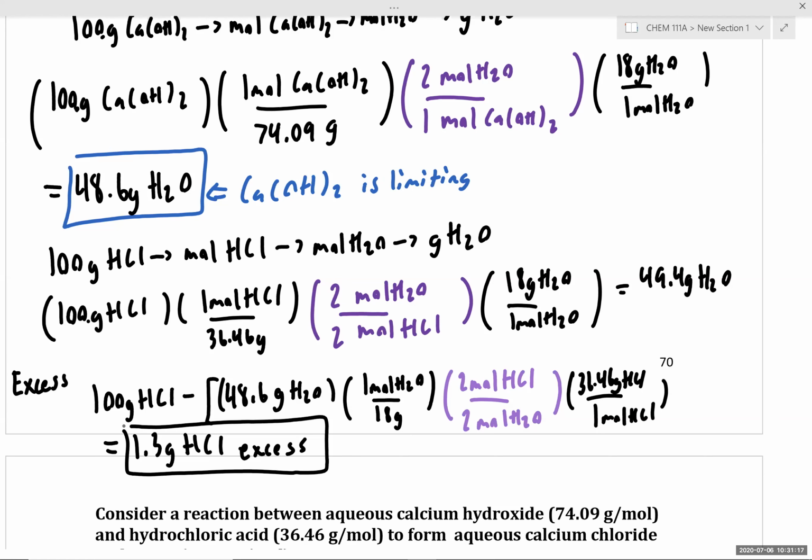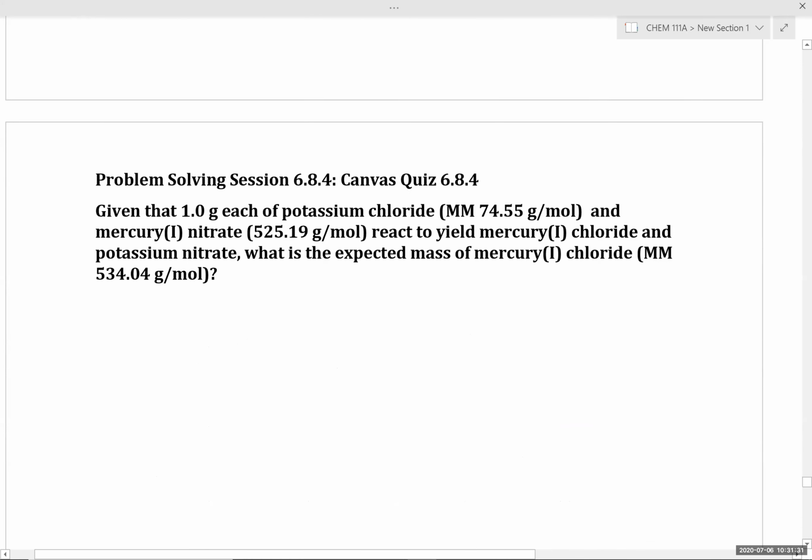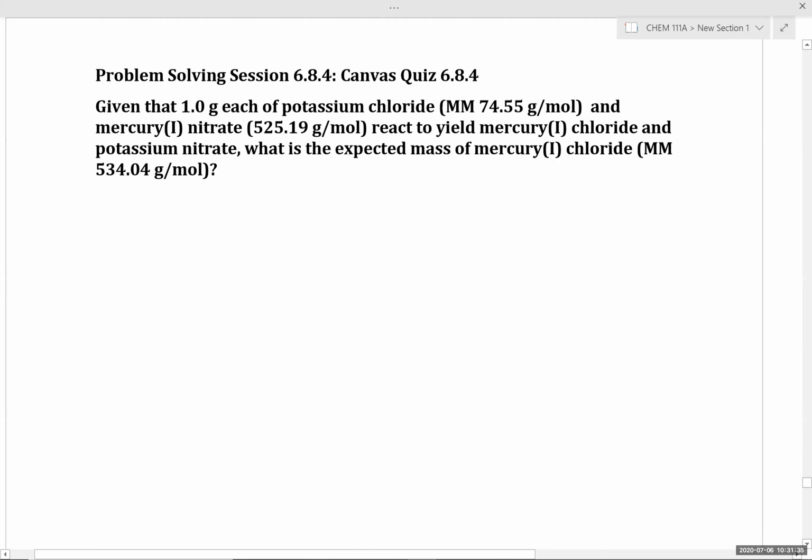So these are the types of problems that you'd be expected to answer on an exam. Okay, so we have some additional space here, but we didn't need it in this case. Okay, so now to apply what we've learned, I have given you an equation in word form, and I'd like you to calculate the expected mass of product generated from the following reaction.